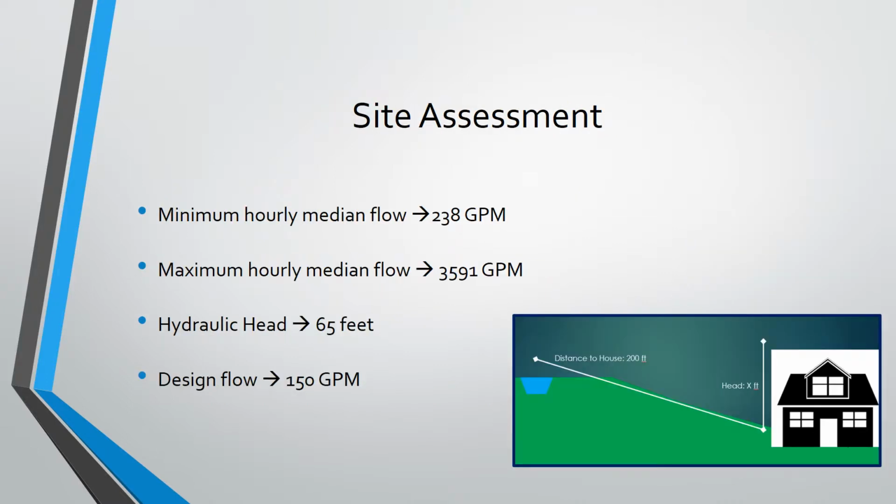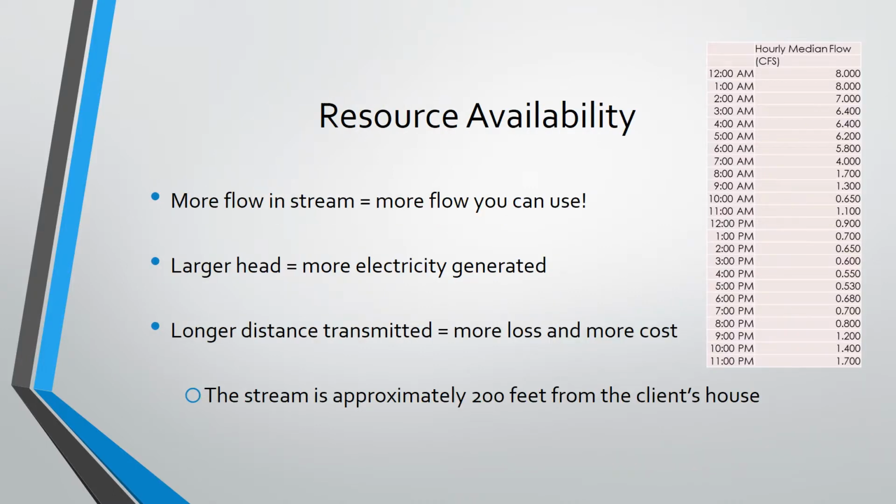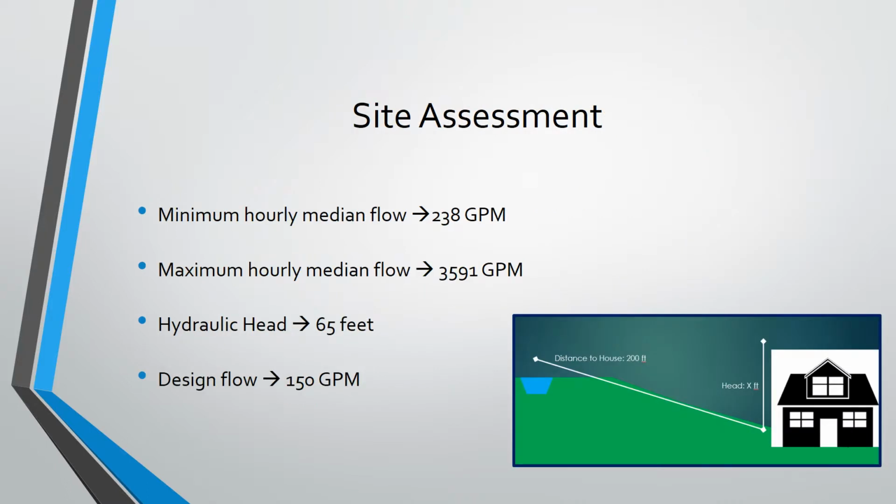Right, so this is the site assessment. We calculated that the minimum hourly median flow is 238 gallons per minute. We were given this chart in the upper right corner, and it showed the cubic feet per second in flow, but I converted them and found the median. I also found the maximum hourly median flow, which was 3,591 gallons per minute.